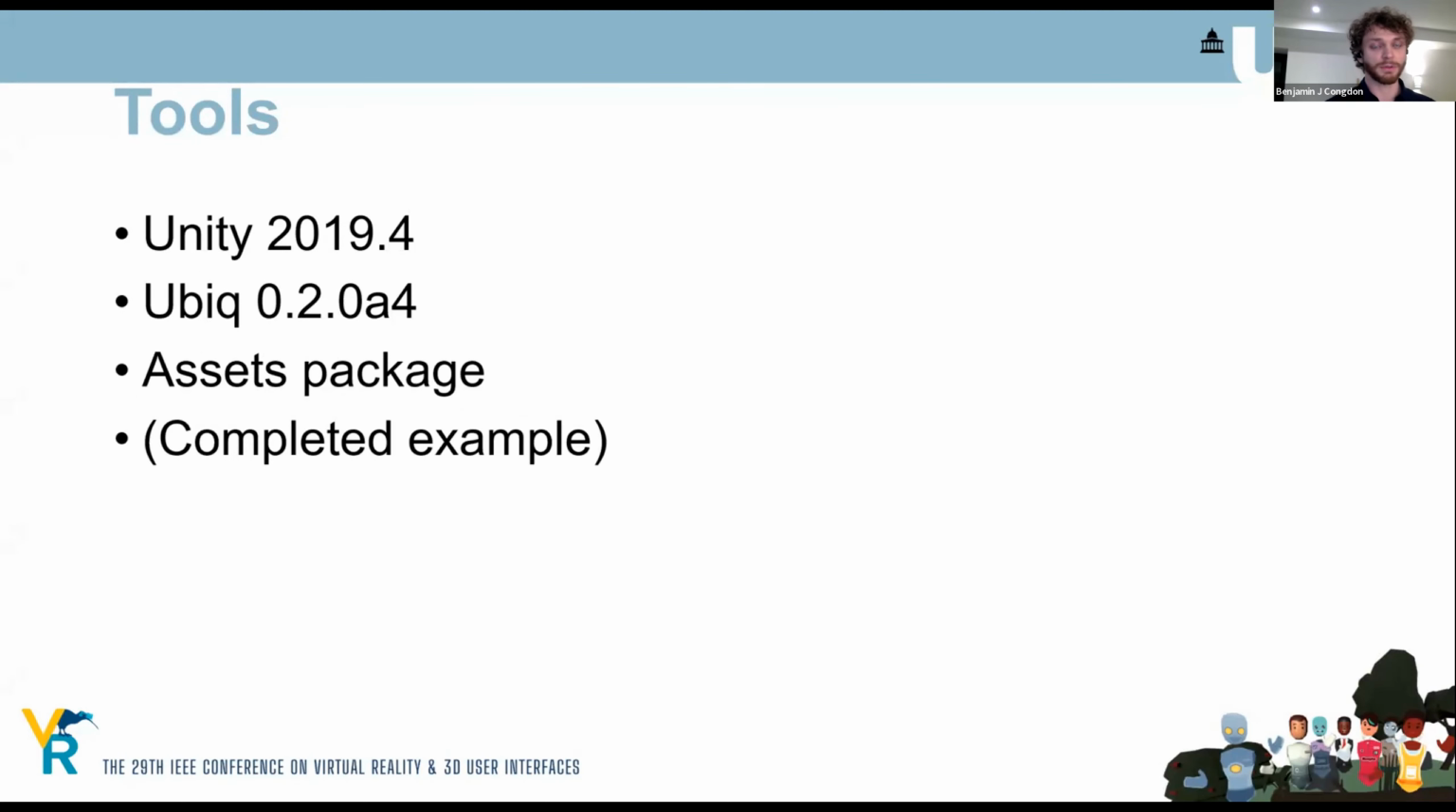For this talk, we'll start from the very beginning of a new project. So we'll use a fresh Unity project. We'll load the Ubik package and get a sense of the built-in functionality. And then we'll look at extending that functionality with some network objects of our own.